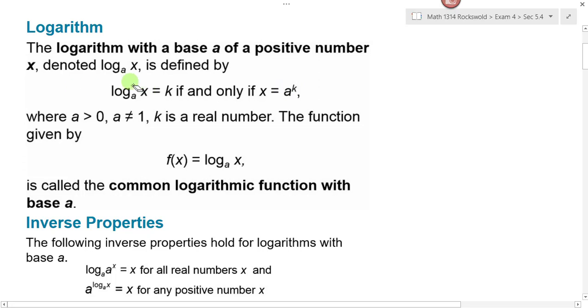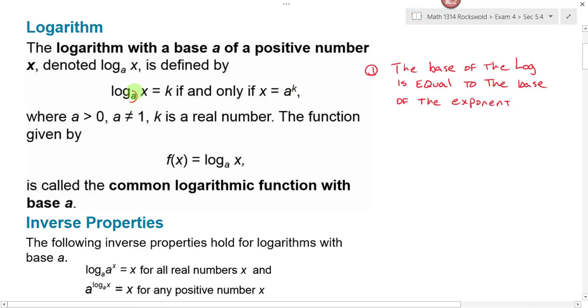What we see in this definition of a logarithmic function is a way that we can rewrite a logarithmic equation as an exponential equation. What I want you to notice here is that the base of the log is the same as the base of the exponent. Also notice that the log is equal to what is in the exponent. This log base a of x is equal to k, and when I rewrite that log as an equivalent exponent, k is the exponent, and that's what the log was equal to.